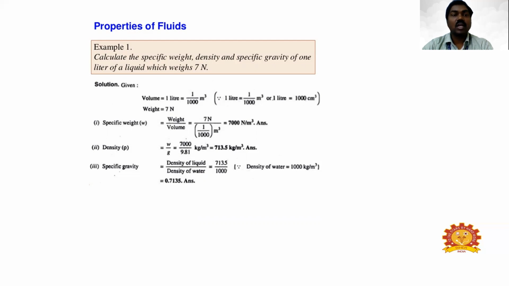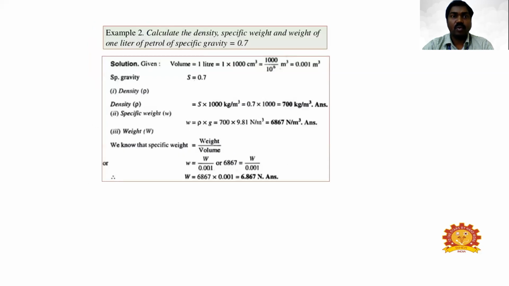Next is the specific gravity, which is the density of the liquid divided by the density of water. The density we have already found is 713.5, divided by 1000, since we know the density of water is 1000 kg per meter cube. From that we get the answer 0.7135. So we have found the specific weight, density and specific gravity values using the formulas we derived previously.